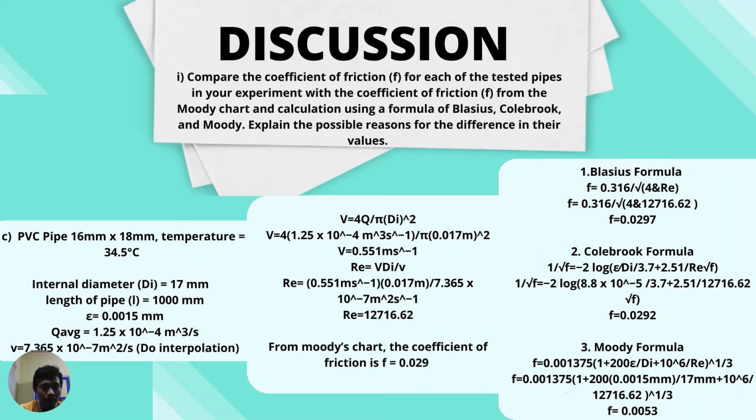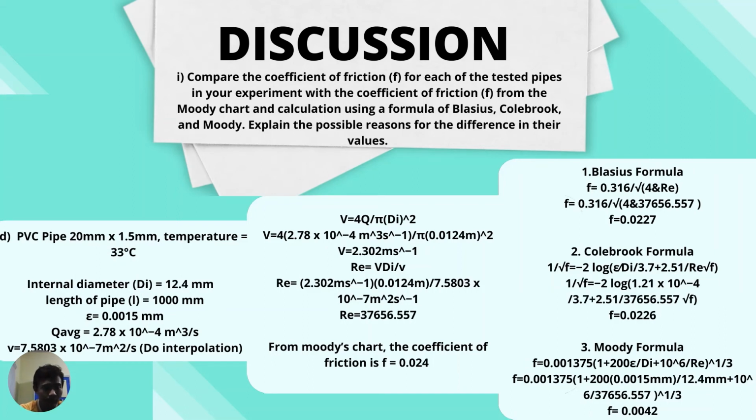Next, for PVC pipe 60 mm times 18 mm, when we use the Versus formula, we get F equal to 0.0297. With the Colebrook formula, F is 0.0292. With the Moody formula, 0.0053. From the Moody chart, the coefficient of friction F is 0.029.